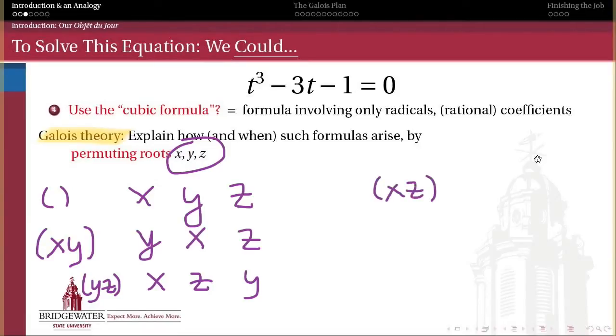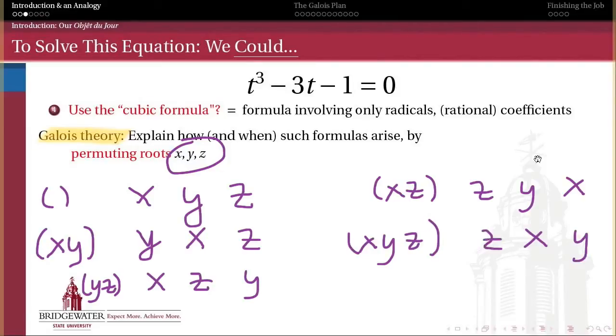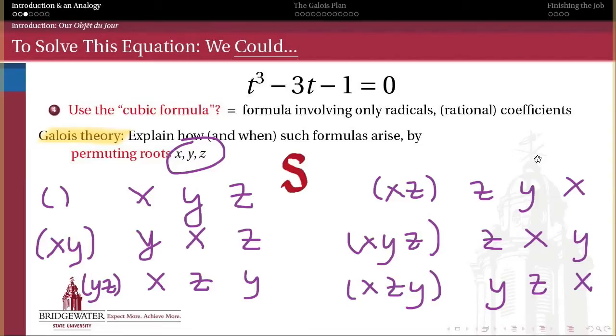Swapping x with z would give me z, y, x. And then we have the three cyclic permutations, x, y, z, where everything takes one step to the right. So x goes here, y goes here, z ends up back there. And then finally x, z, y, in which everything takes one step to the left, and so that becomes y over here, z over here, and x over there. So these are the 6 different ways to permute the elements in question, and those 6 different ways together form the symmetric group on 3 symbols.